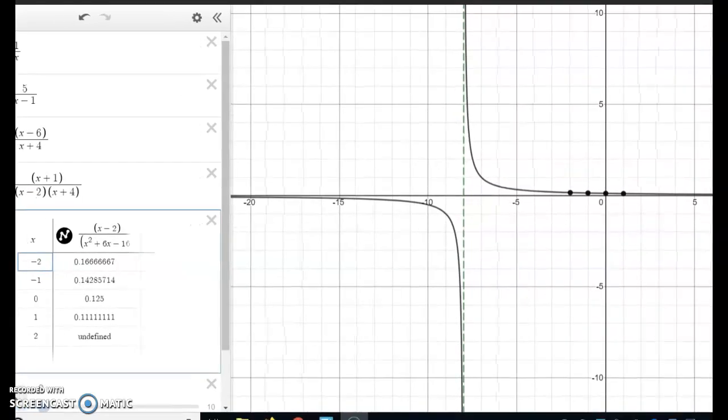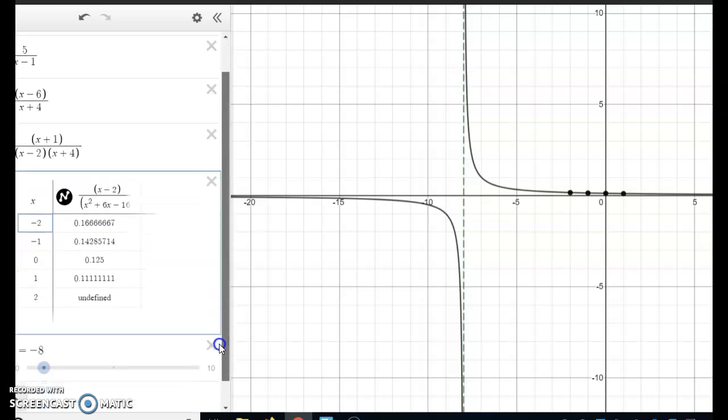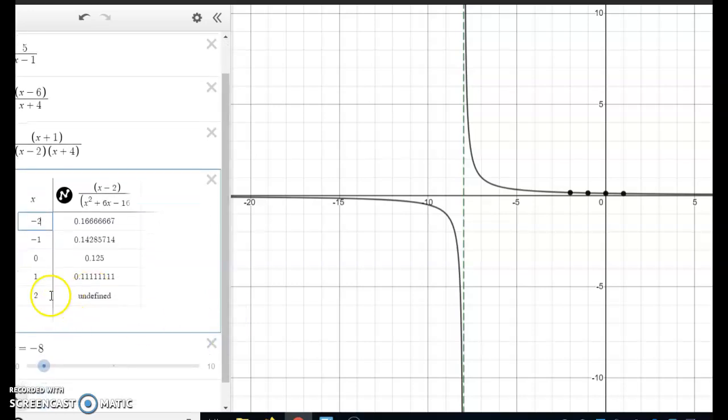Let me try to get this into screen. Let's see if this works. So you see here on my table, I do have an undefined value when x is positive 2.